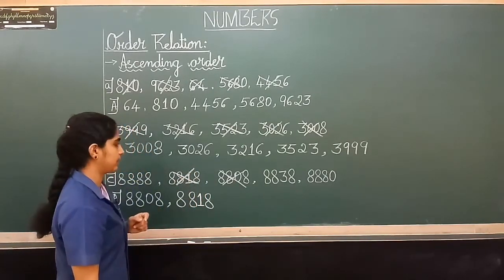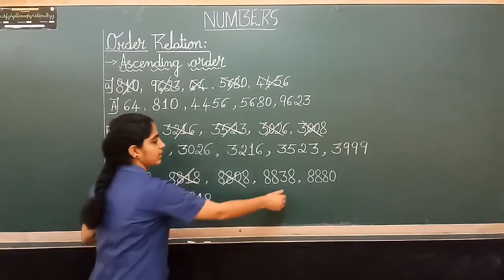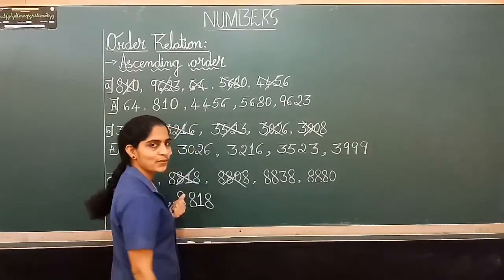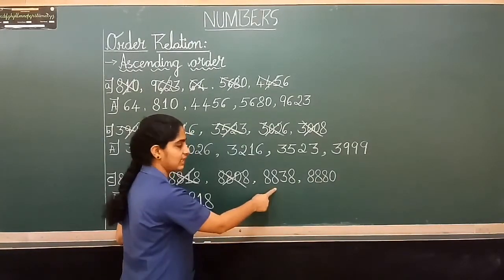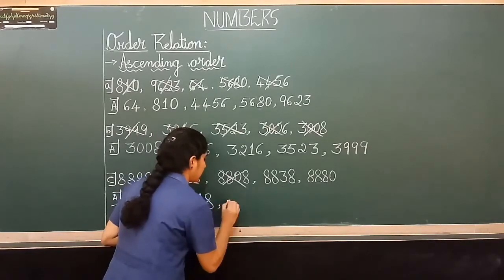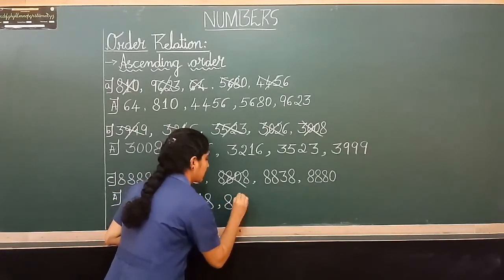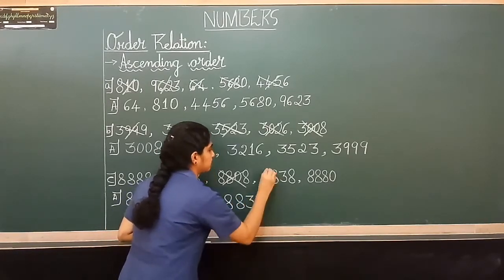Now let us compare the other three numbers. Here we have 8, here 3, here 8. So which is the smaller number? Very good. This 8838 is the smaller number. Let's write 8838.